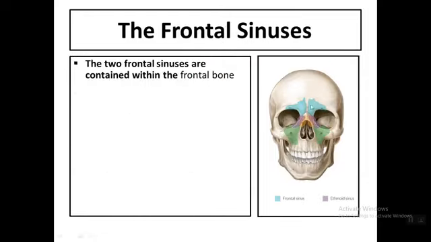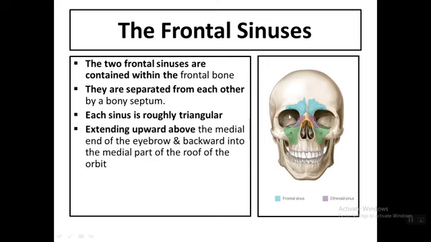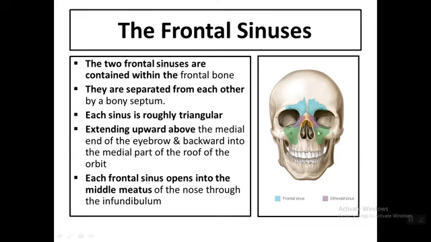The frontal sinuses, here in light blue. The two frontal sinuses are contained within the frontal bone. They are separated from each other by a bony septum. Each sinus is roughly triangular, extending upward above the medial end of the eyebrow and backward into the medial part of the roof of the orbit. Each frontal sinus will open into the middle meatus of the nose through the infundibulum.